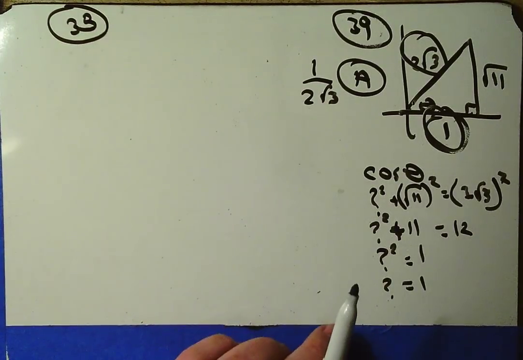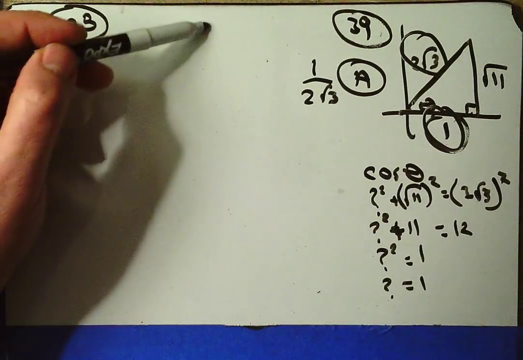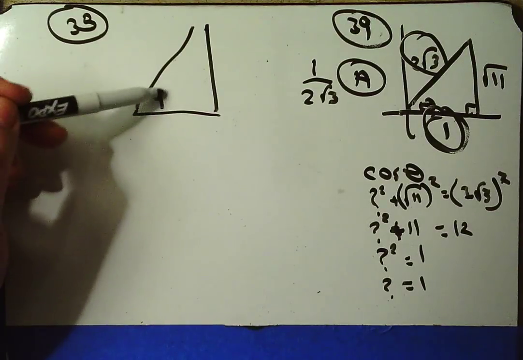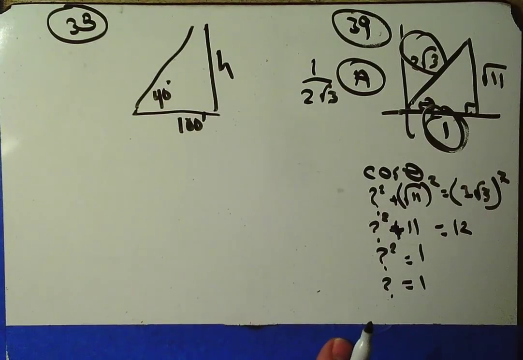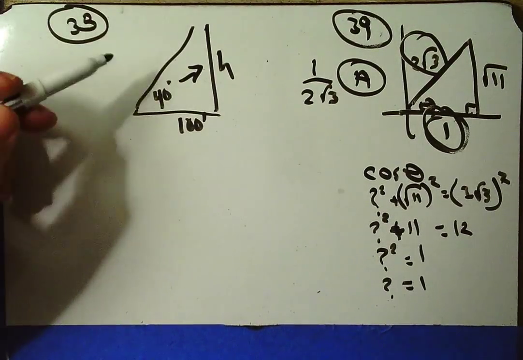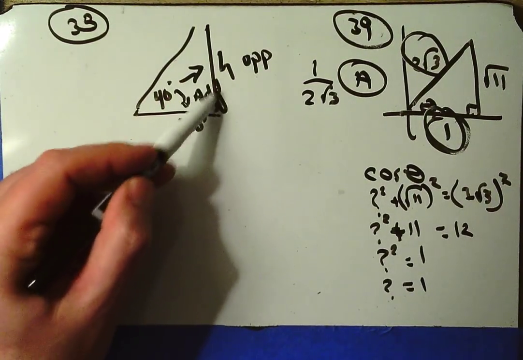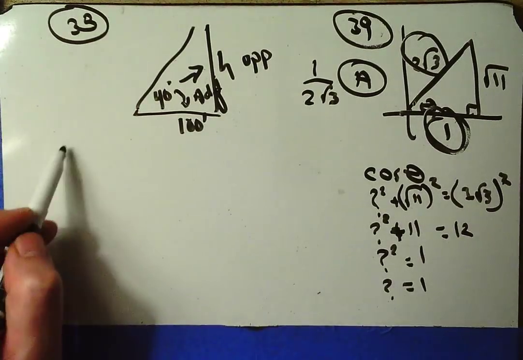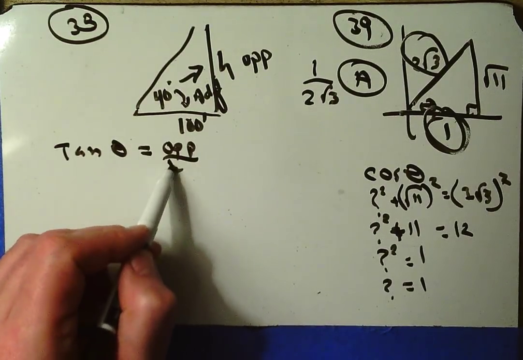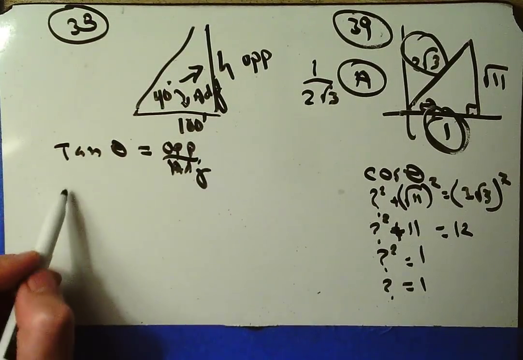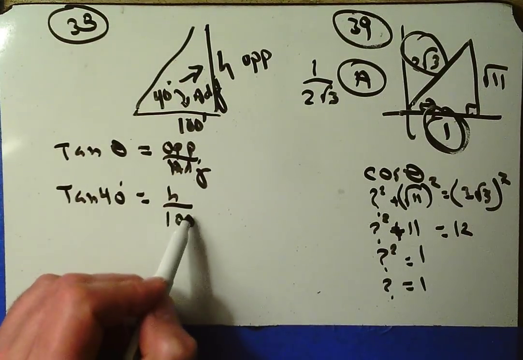38 says Elizabeth wants to determine the height of a flagpole. She stands 100 feet from the base, measures the elevation to be 40 degrees, and she wants to know the height. Well, which trig ratio can we use here? We know we want to find the opposite side, and we're given the adjacent side. Which trig ratio uses opposite and adjacent? Tangent uses opposite and adjacent. So we're going to say the tangent of 40 equals h over 100.